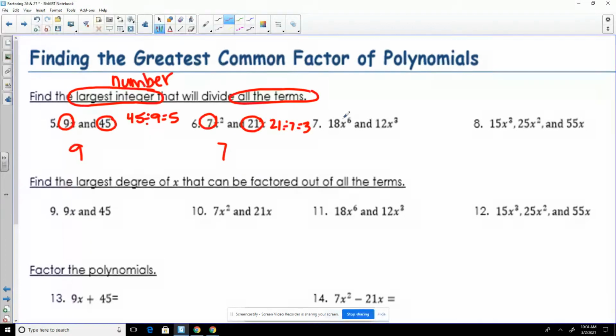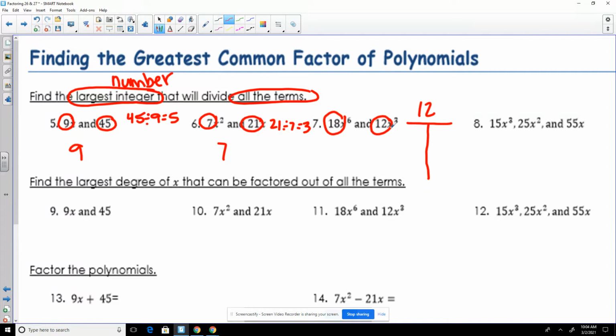Now, if you look at number 7, you'll see that you have 18 and 12. Will 12, the smaller integer, divide evenly into 18? No. You'll get a fraction, a mixed number, or a decimal, however you write it. So what you need to do is create a T-chart. If you don't know the factors of 12 already, we're going to be creating T-charts.